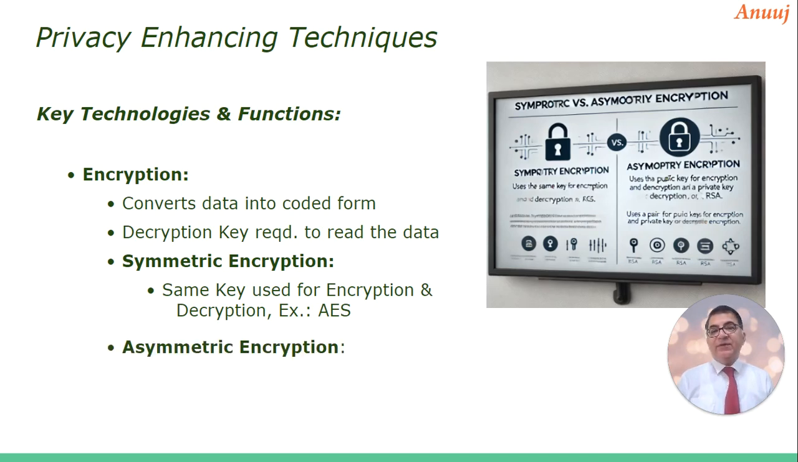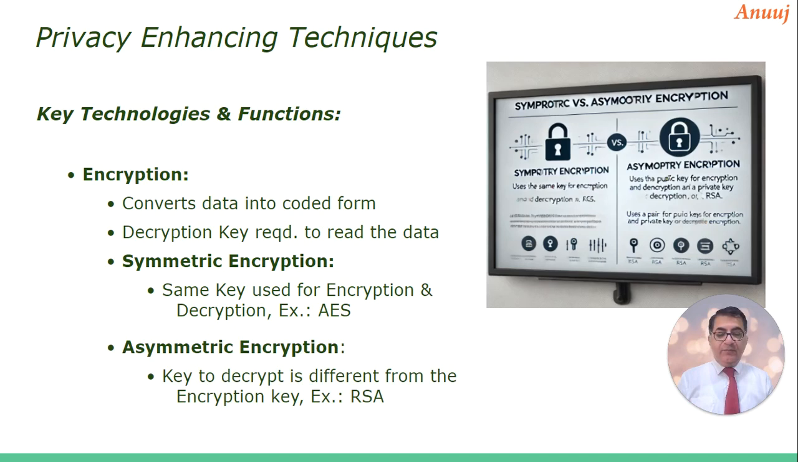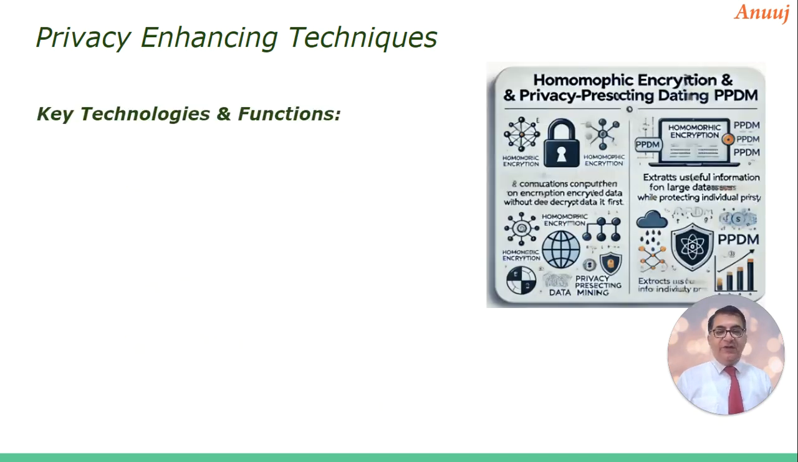But then there is asymmetric encryption, followed with the RSA standards and all, where the encryption key and decryption key are different. There is a different key deployed when you are encrypting your data and a different key used when you are decrypting your data. So with the additional security that the keys are also different, the data is even safer. That's the very basic type of encryption that we have.